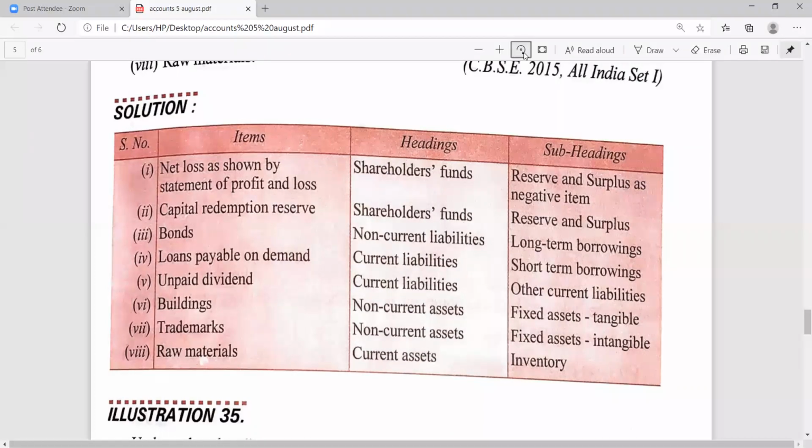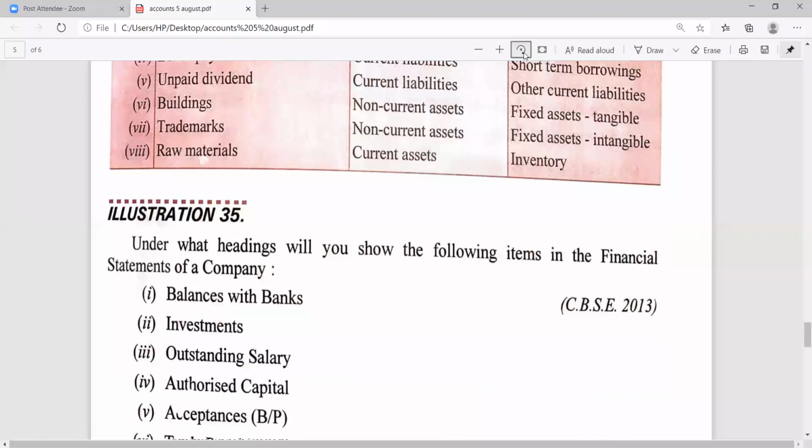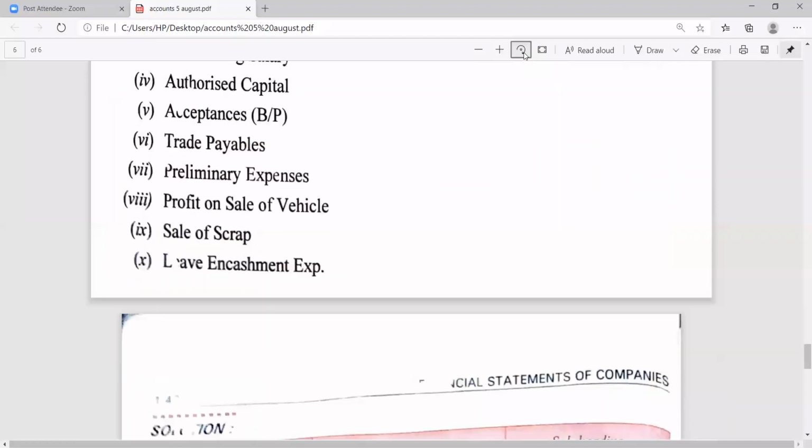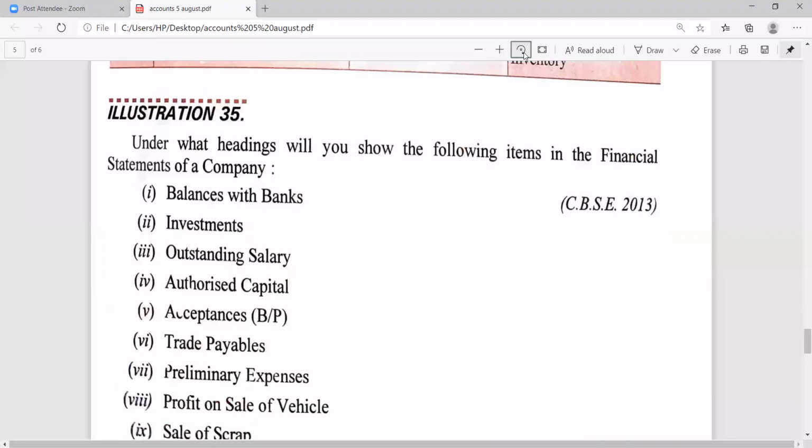So in this way, you have to do the question. It is the simplest one, but you can attempt this question only when the format is very clear to you. All the items are to be learned by you. Then you are able to cope with this type of question in the examination. Let's discuss one more question. It is also found in the CBSE 2013 paper.